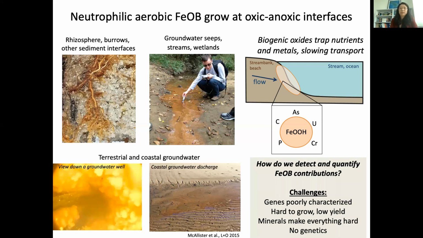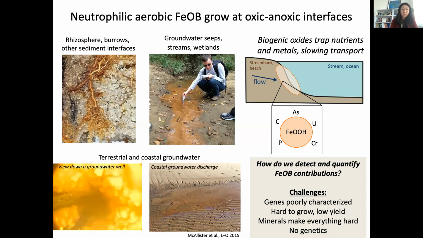So for these reasons, we want to be able to detect iron oxidizers in the environment and be able to understand their roles and quantify their contributions. But there are many, many challenges to this. And from the biological side, right, we, up until recently, didn't know the genes involved, or they're poorly characterized, right? So we couldn't use genes like we do for nitrogen fixation and carbon fixation and sulfate reduction. We just didn't have that ability.